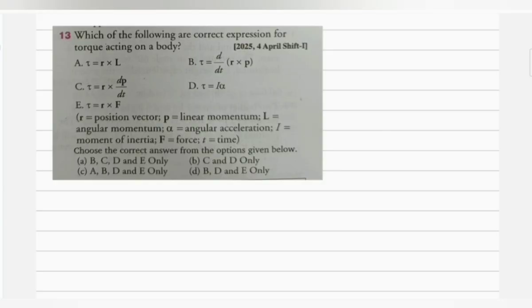It is given that r is position vector, p is linear momentum, L is angular momentum, alpha is angular acceleration, I is denoting moment of inertia, f is the force and t is time. Choose the correct answer from the following options given below. Option A, B, C, D and E only. Option B, C and D only. Option C, A, B, D and E only. Option D, B, D and E only.